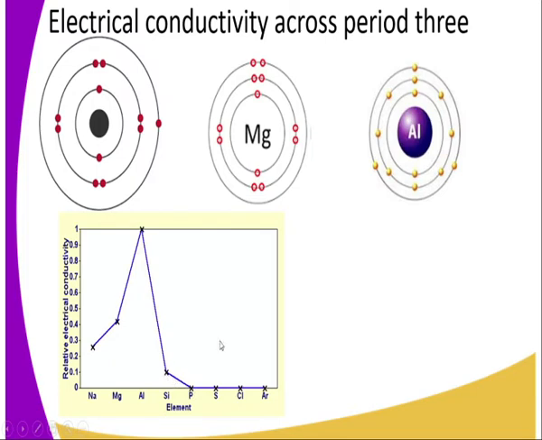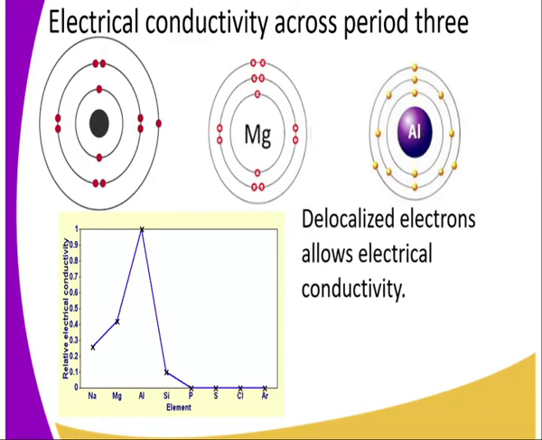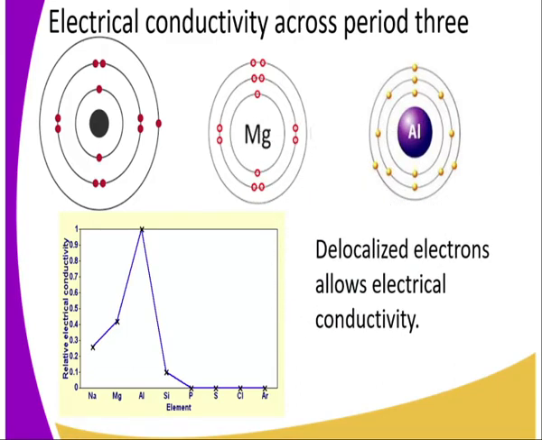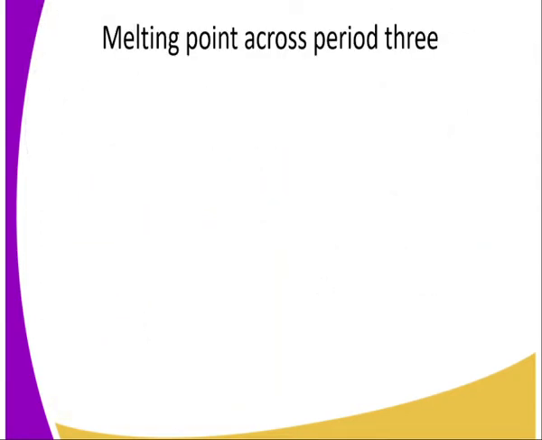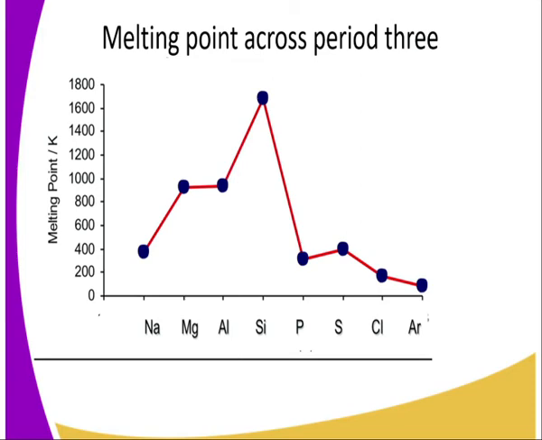They conduct best under certain conditions. But from sulfur, chlorine, and argon, they don't conduct electricity at all. So the metals which we have mentioned have delocalized electrons which allow electrical conductivity. So melting point across the period.